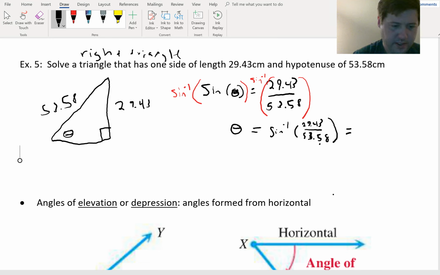This is pretty annoying to type in on my phone, because the calculator that came with the phone doesn't have inverse sine. 29.43 divided by 53.58.